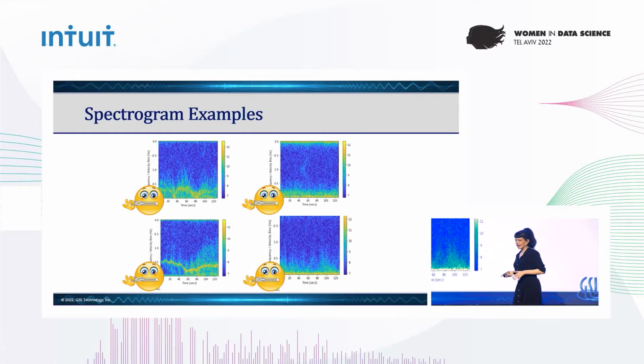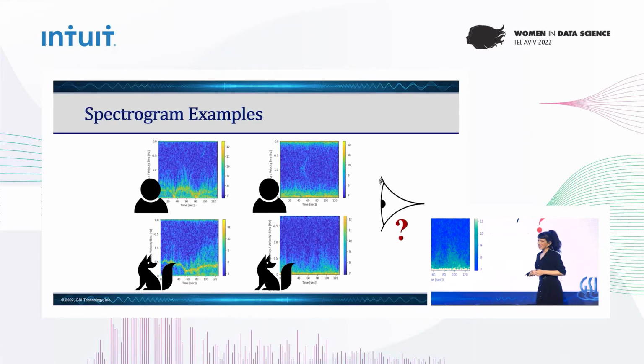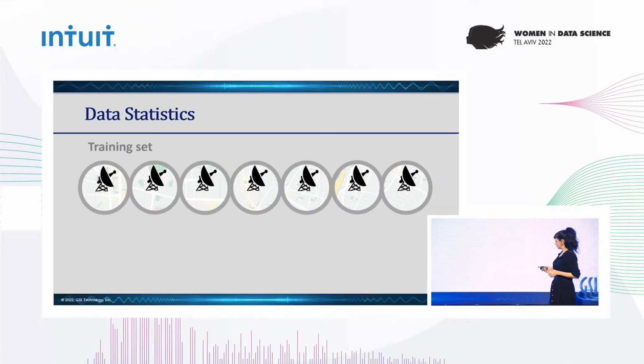In real spectrograms, with the target patterns merging with the noise and clutter, it's impossible to distinguish between the two, at least for the untrained eye. But how about a deep neural network? Okay, but first, some statistics about the provided data.